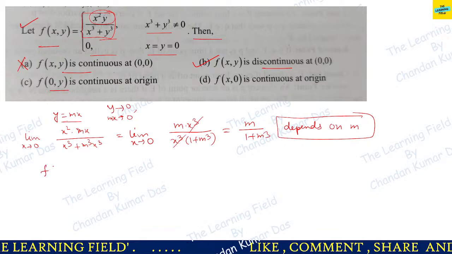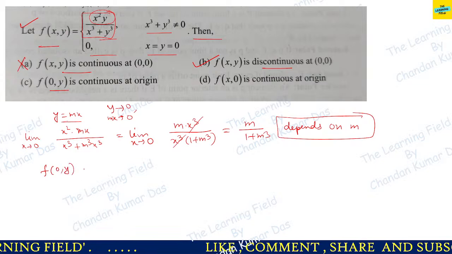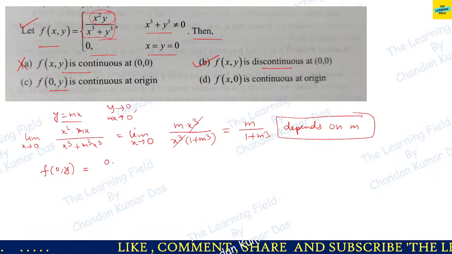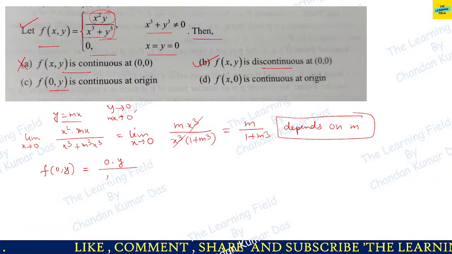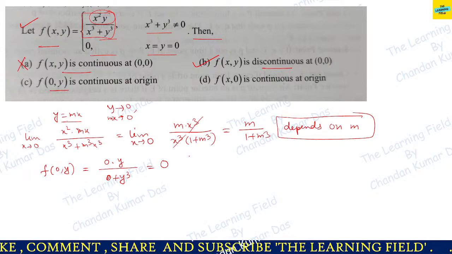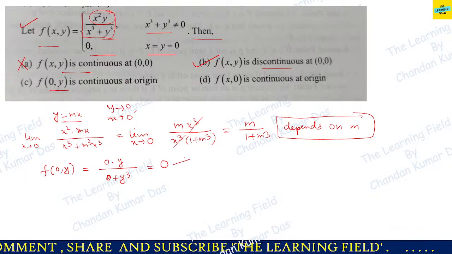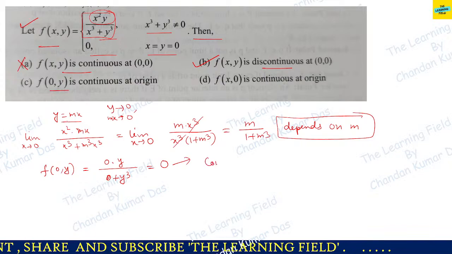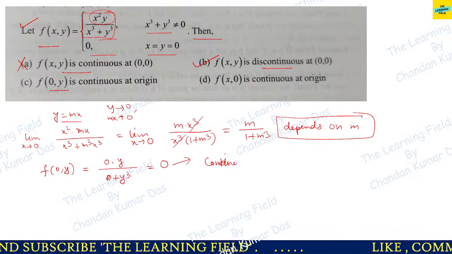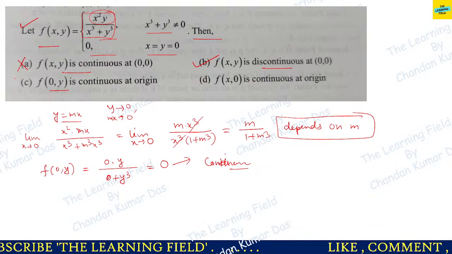Now option C says that f(0,y) is continuous at (0,0). If we calculate f(0,y), then x equals 0 means 0 into y by 0 plus y cube. So this is equal to simply 0, and this is the zero function, which you all know is obviously continuous. That means this option is correct.